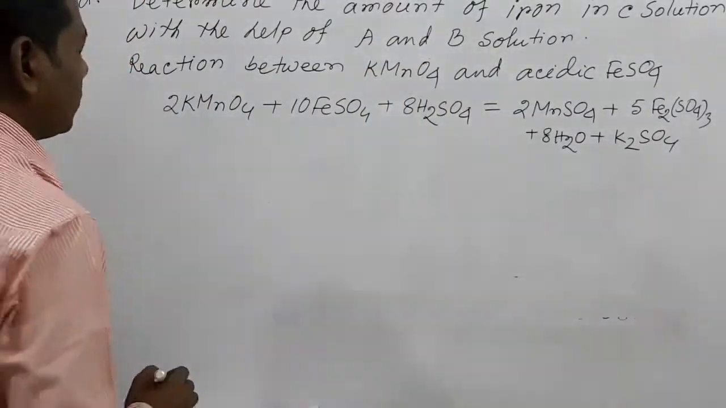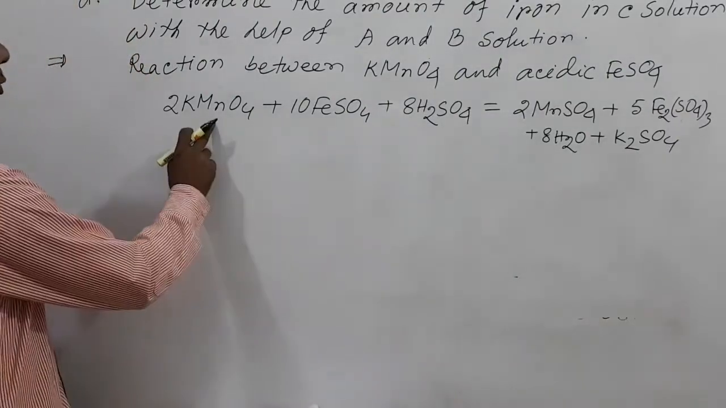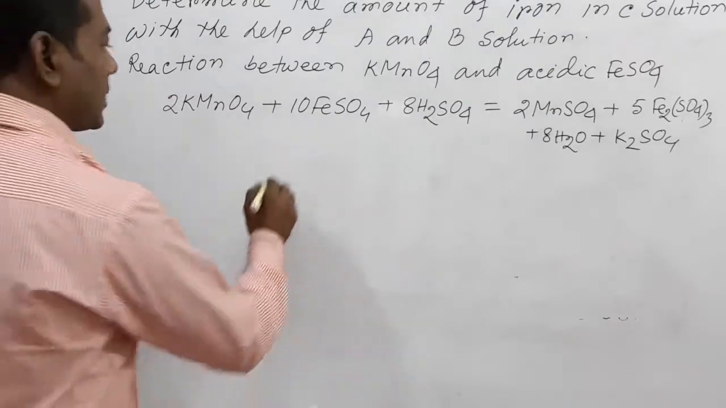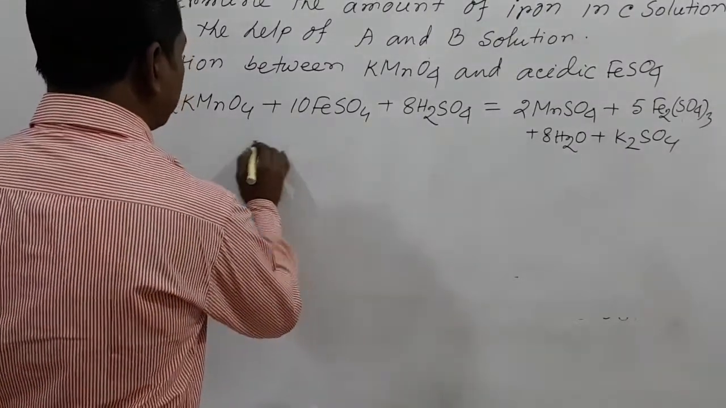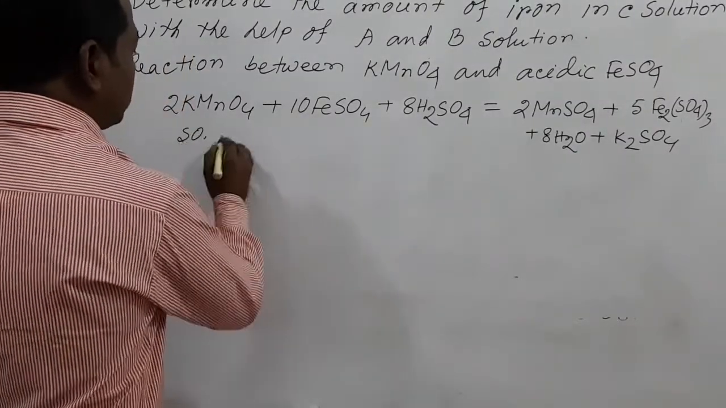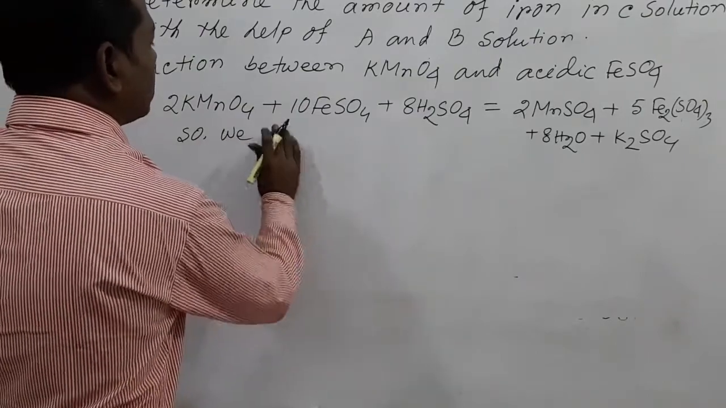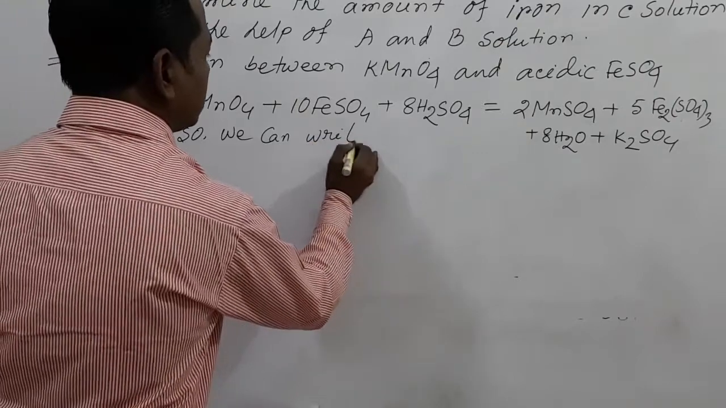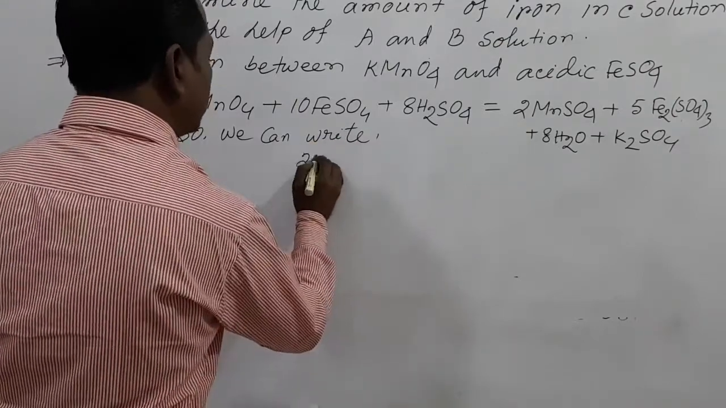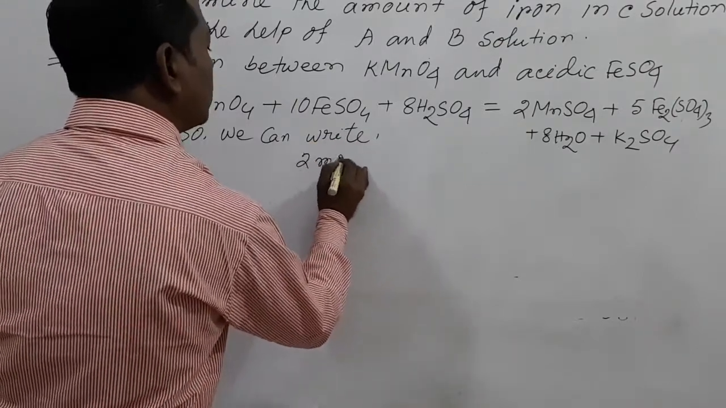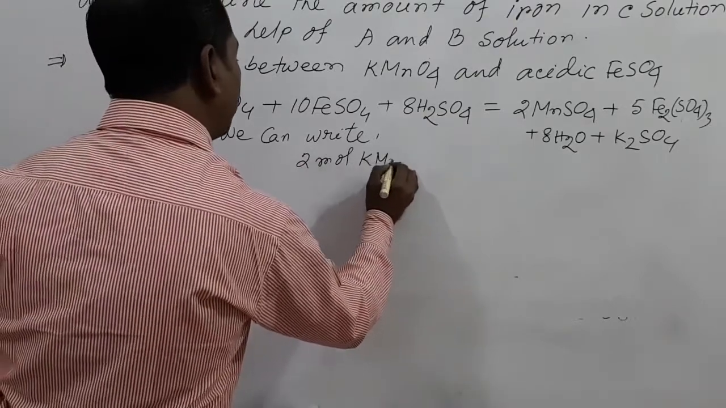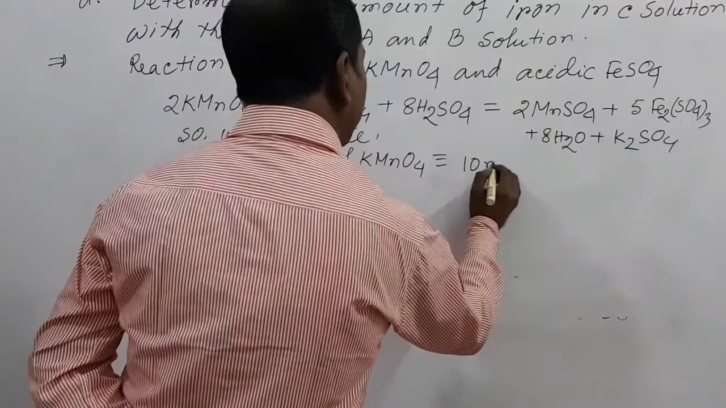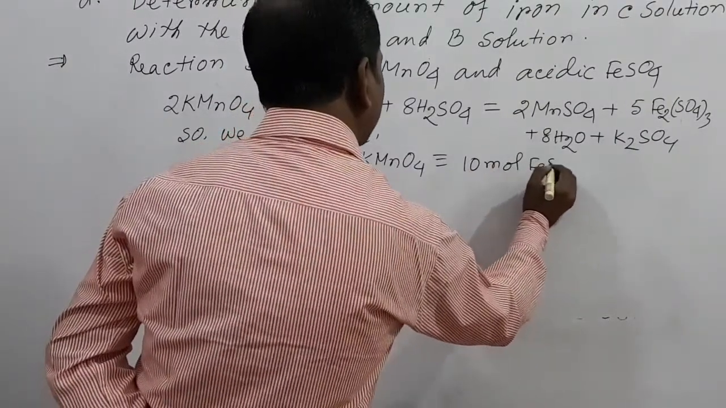From the equation we can write 2 mole potassium permanganate is equivalent to 10 mole ferrous sulfate.